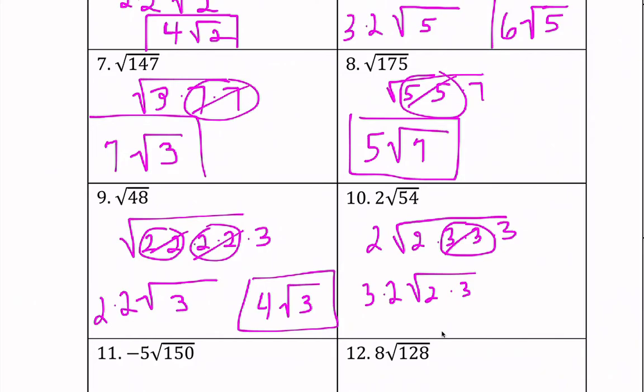Okay, so let's go ahead and simplify out front. 3 times 2 on the outside, that's going to give me a 6. On the inside of the prison, 2 times 3 is 6.